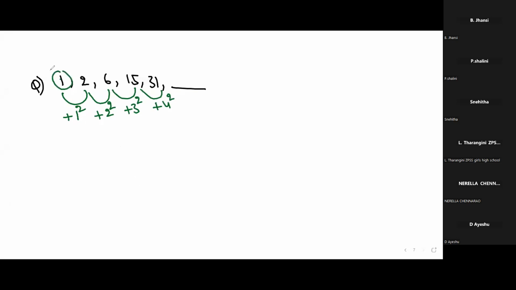Whatever the number is given, for this plus 1 square is added. 1 square is 1, 1 plus 1, 2. That's how you reach the next number. Right? Again, for this plus 2 square is added. 2 square is 4, 4 plus 2, 6. That's how you reach this.